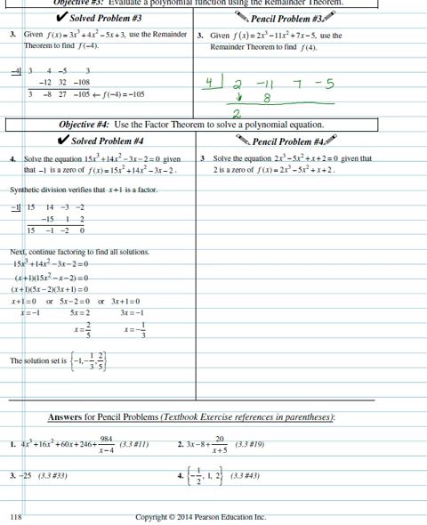4 times 2 is 8. Negative 11 plus 8 is negative 3. Positive 4 times negative 3 is negative 12. And negative 12 plus 7 is negative 5. 4 times negative 5 is negative 20. Negative 20 plus negative 5 is negative 25. Remember, the last one is always your remainder. So according to the remainder theorem, the remainder is the function value at 4. So f of 4 is equal to negative 25.